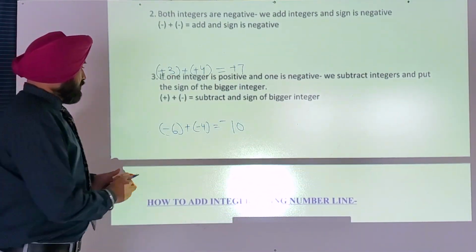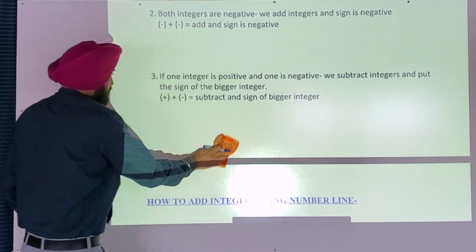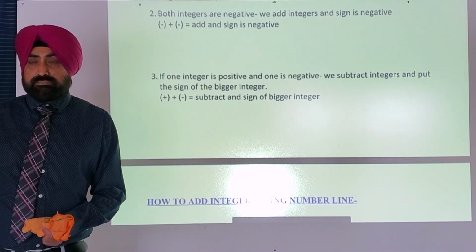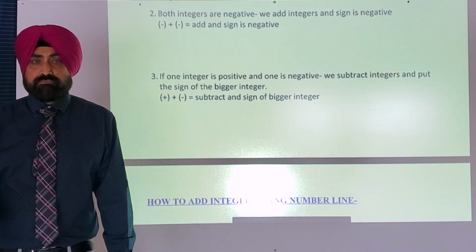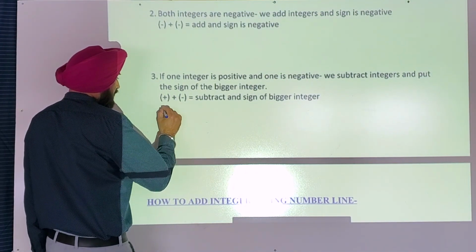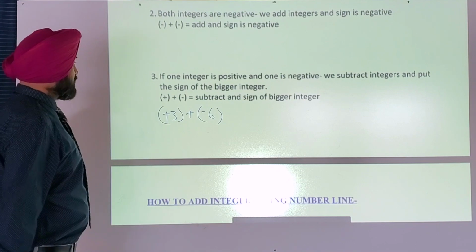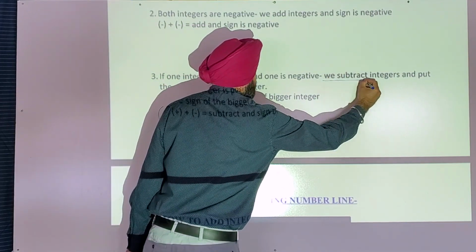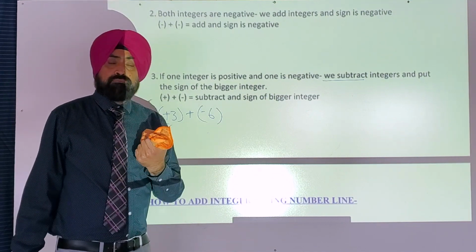Third rule: people get confused in the third rule. It's very important to understand it. It applies when there are two different signs between two integers. One integer is positive, one is negative. The first integer is negative and the second is positive, or vice versa. For example, positive 3 plus negative 6. The rule is when one integer is positive and one is negative, we subtract. In the first two rules we were adding. In the third rule, we will subtract.